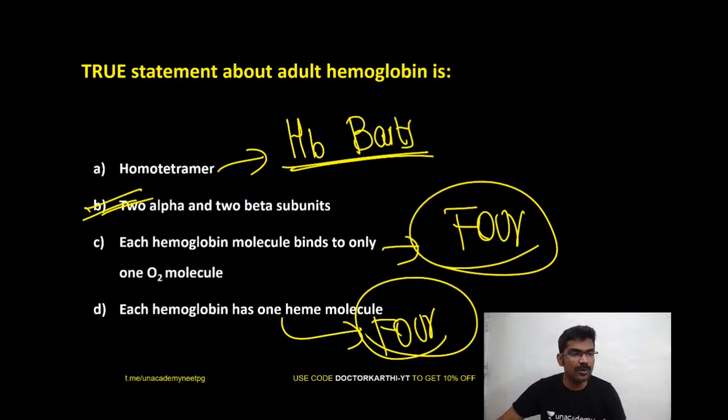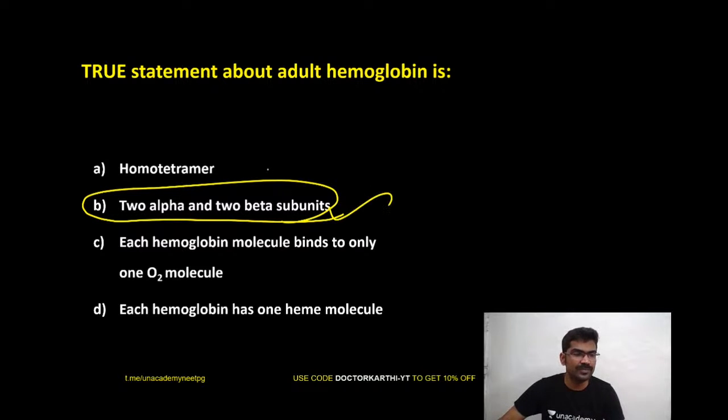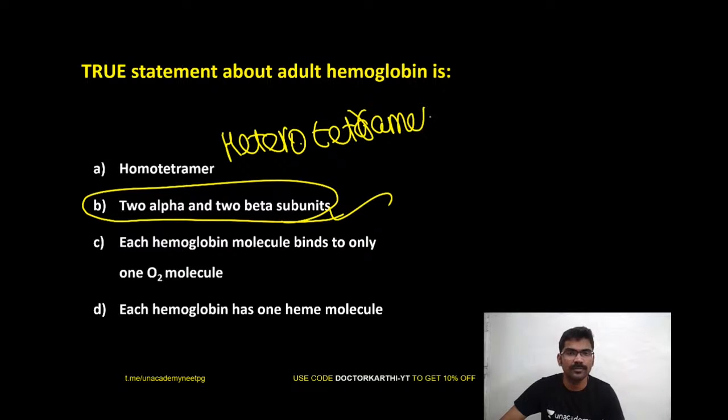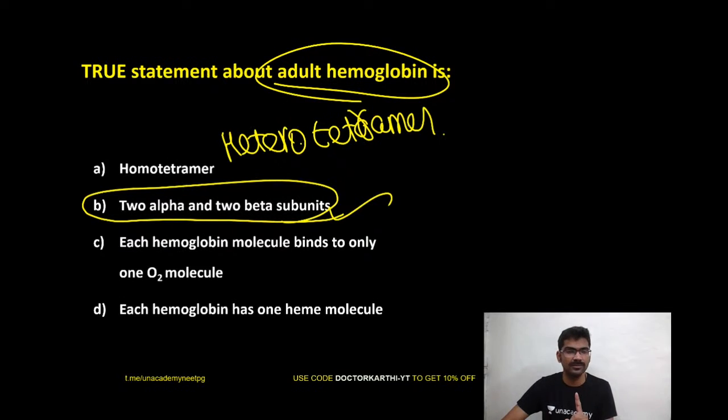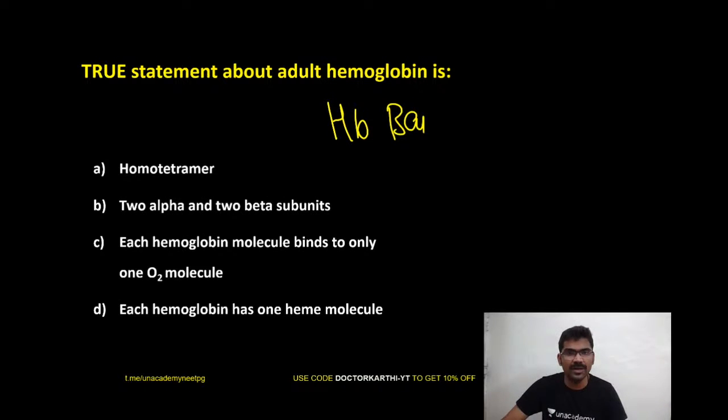Right? It is not homotetramer, Anas. It is alpha 2 beta 2, na? So this is the correct one, right? So it is not homo, na? It is hetero, right? Clear? It is a heterotetramer, na? Adult hemoglobin. Clear, Anas? Right? So A is not the true statement. Okay, they are asking about adult hemoglobin. So HbBarts, I told, that is seen in pathological condition. In the next week we will see HbBarts. Okay, let's move to the next one.